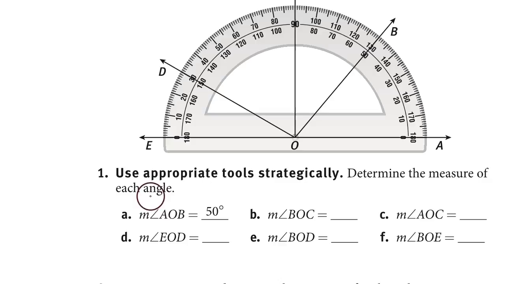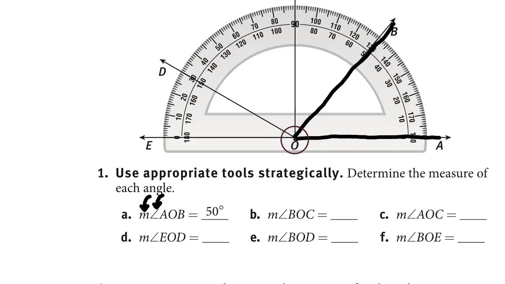When you look here at question A, you'll see this little lowercase m. That symbol means measure. And then this little symbol here means angle. So this is asking us, what is the measure of angle AOB? So we want to find angle AOB. It goes from A to O, and then bends a corner and goes towards B. So here is that angle highlighted on the screen.